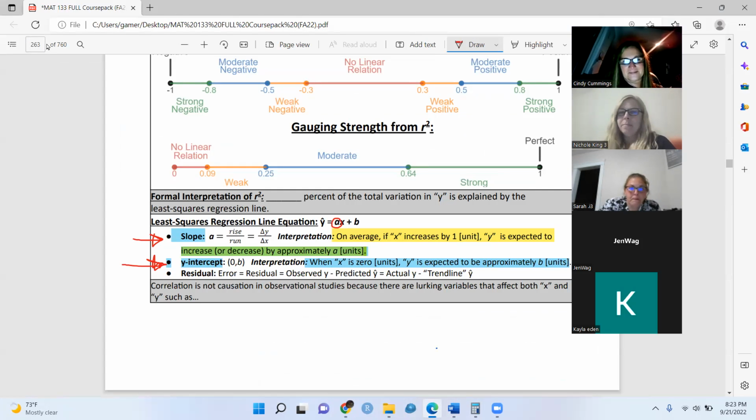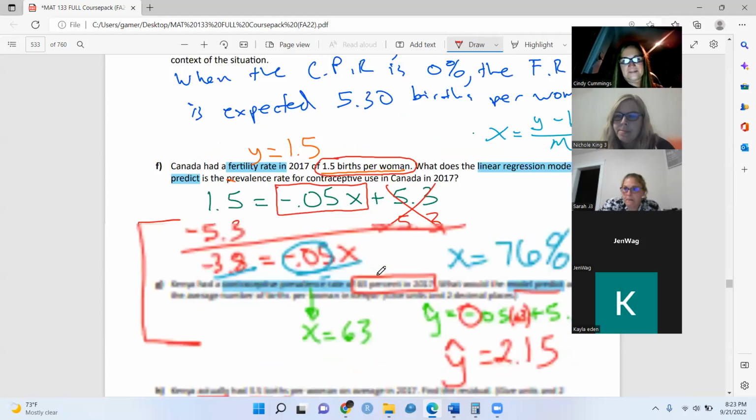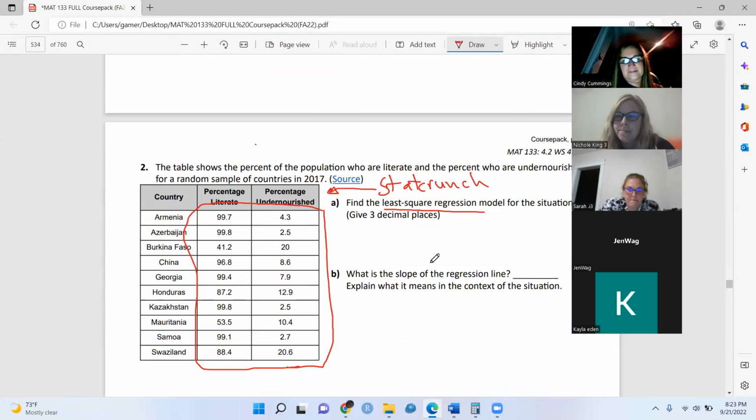So I think it's a really good practice problem to keep going because it can help identify: are you catching the language? It really is, right?